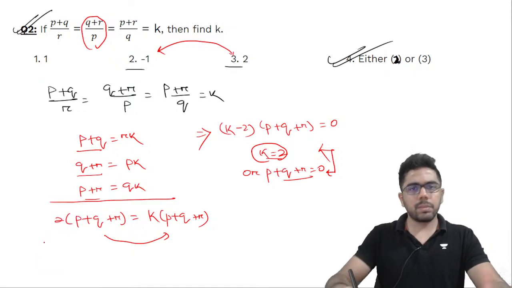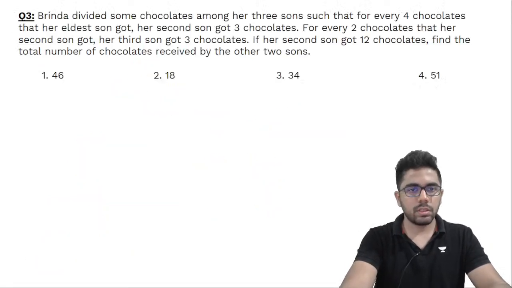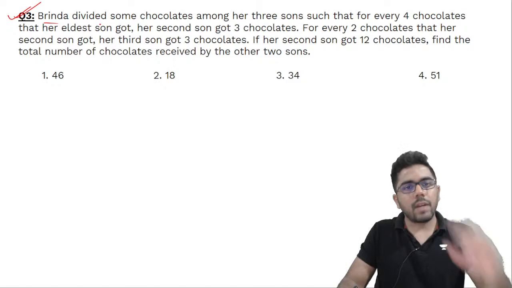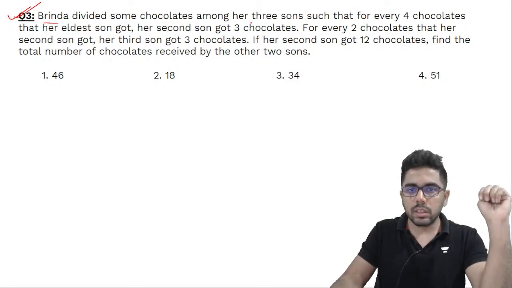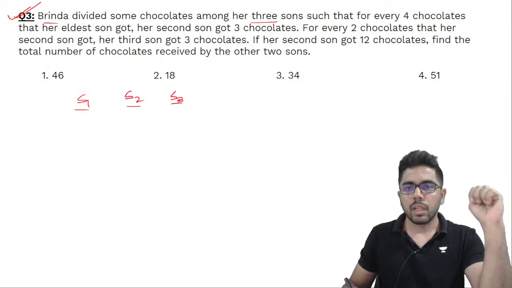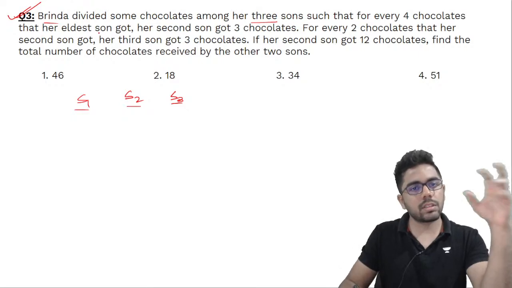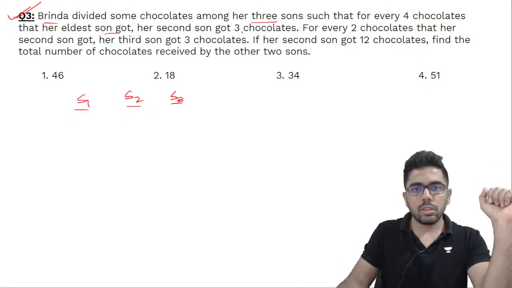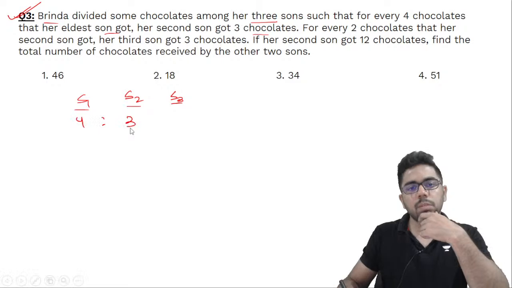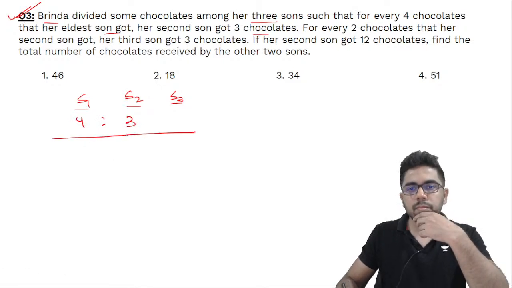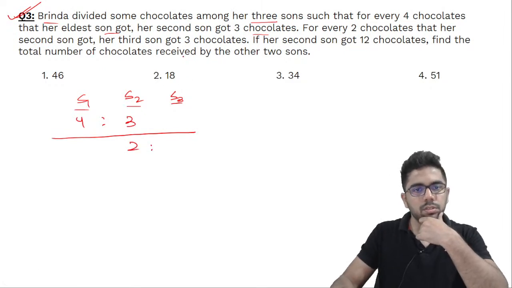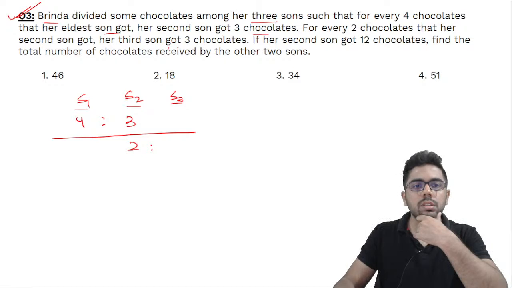Simple question, and this is a previous CAT question. Proportion में ये question था. Let's come to this one. Vrinda divided some chocolates among her 3 sons. Son 1, son 2 and son 3. Such that for every 4 chocolates that her eldest son got, her second son got 3 chocolates. तो eldest को जब 4 मिल रहा है, second को 3 मिल रहा है. And for every 2 chocolates that her second son got, the third son is getting 3 chocolates.